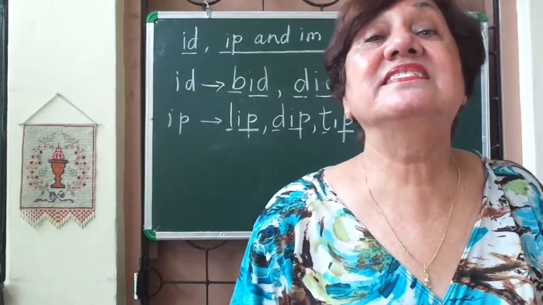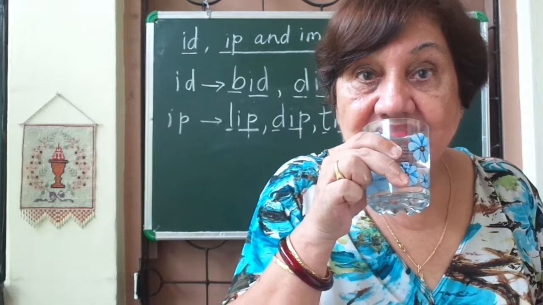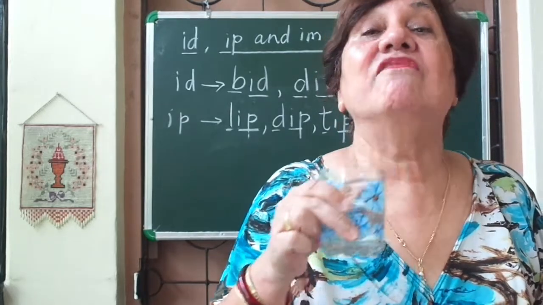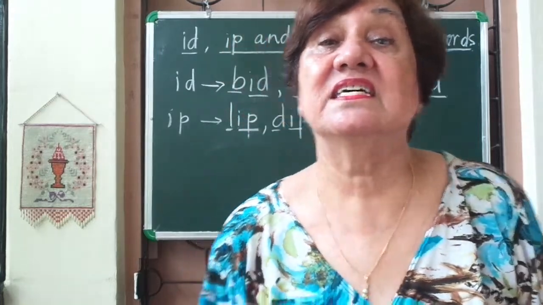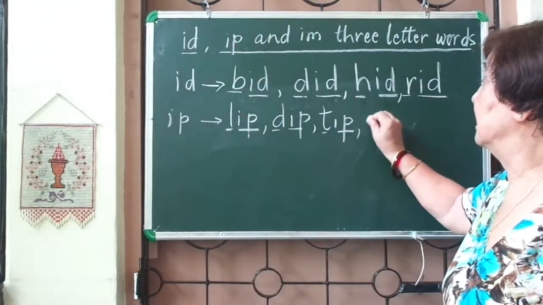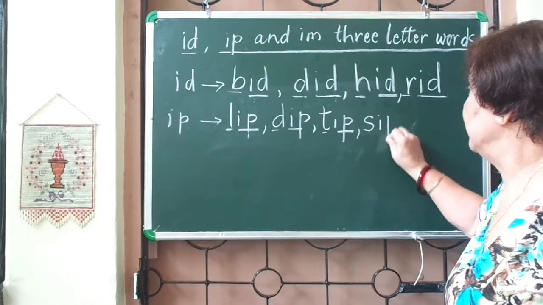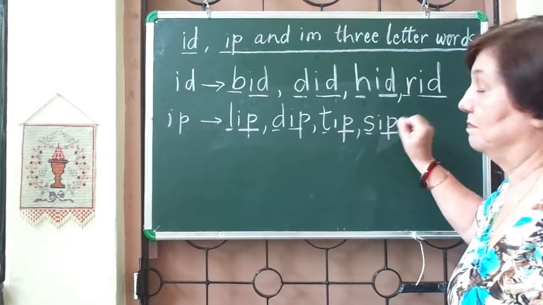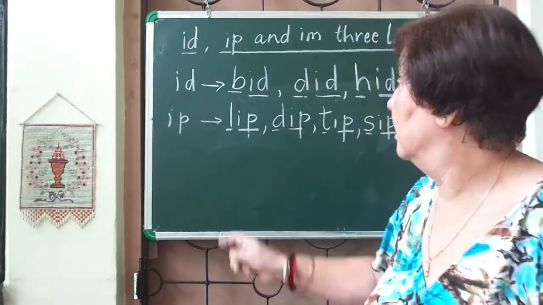Now, sometimes when you don't want to drink milk, what does your mummy say? Have a sip. You like it. See? Auntie's having a sip of water. Yes. Sip. Who says S? S says S. And I-P, ip, sip.